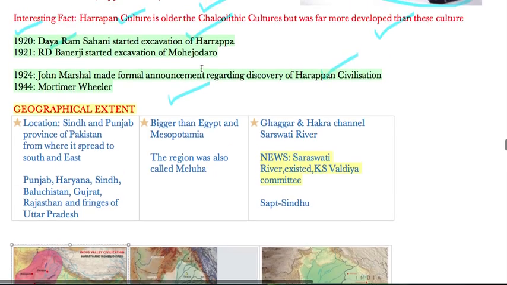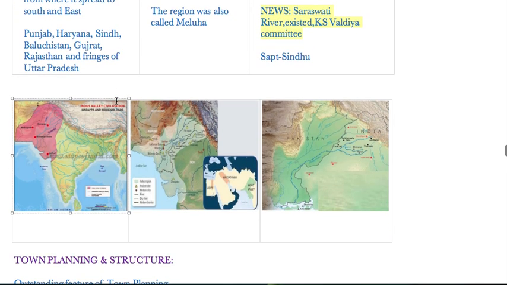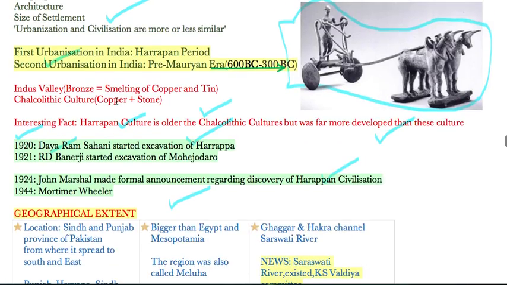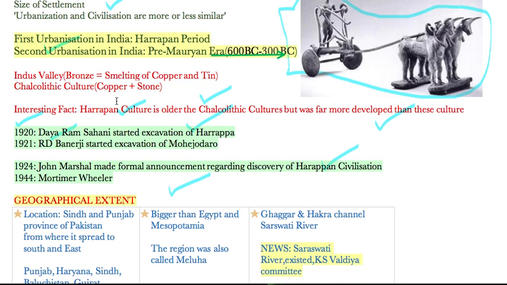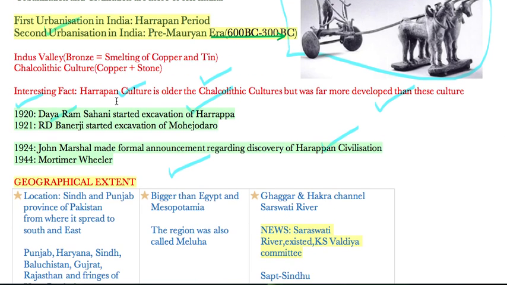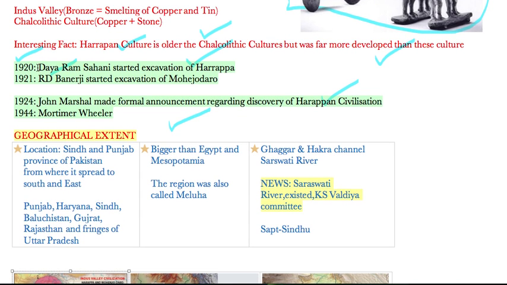So basically we discussed yesterday about the geographical extent of Indus Valley Civilization, and we also discussed the initial things like this was the first urbanization, then it was a bronze culture, wherein we use copper and tin, and we also discussed the names of a few archaeologists associated with Indus Valley Civilization like Dayaram Sahni, then R.D. Banerjee who excavated Mohenjo-daro, and then John Marshall who announced that a new civilization had been discovered in 1924. Then we also came to know about Mortimer Wheeler.